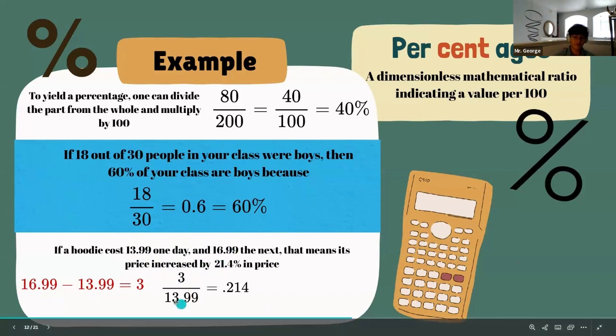So we're going to take the $3 and divide it by 13.99. That's going to give us 0.214. And we'll multiply it by 100, and that's going to give us 21.4%. Do we understand?